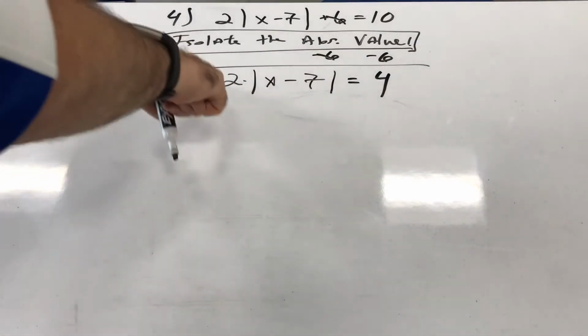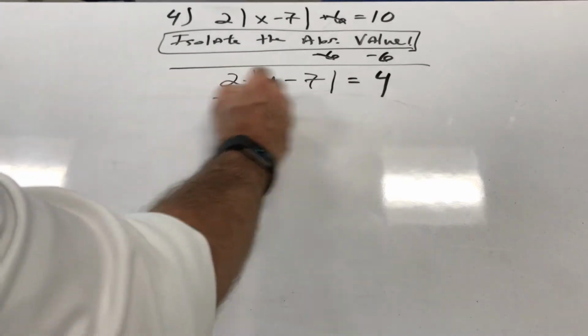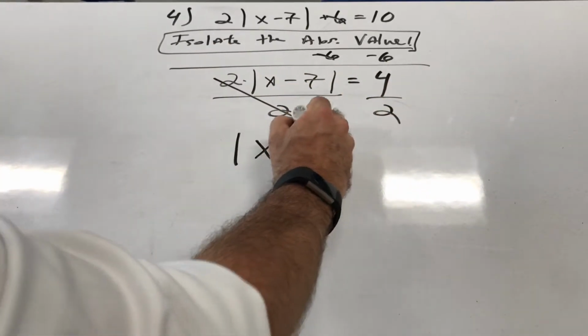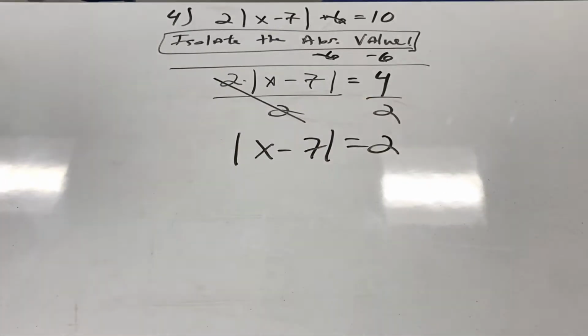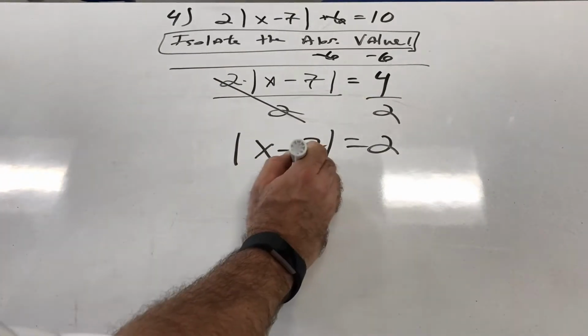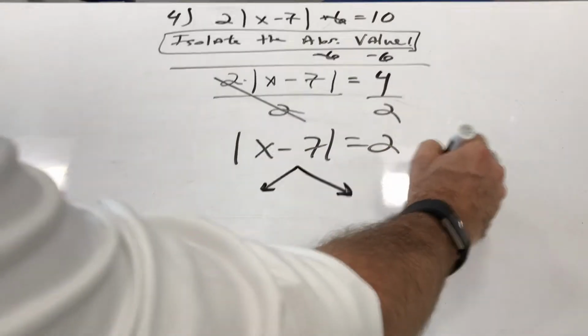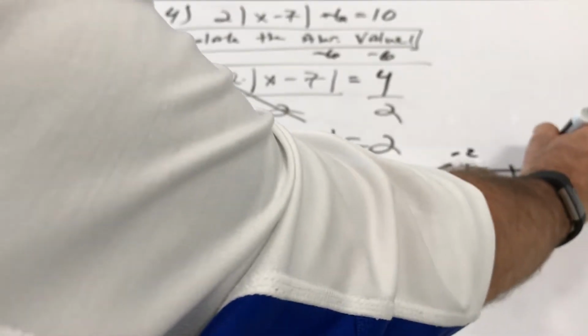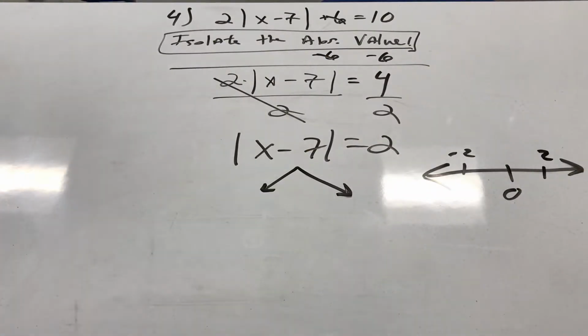Well, my next step is 2 times something. I undo that by dividing. And I get the absolute value of x minus 7 equals 2. And now this looks like the problem we just did. We can break this into 2 parts because I could be 2 to the left of 0 at -2, or I could be 2 to the right at +2.